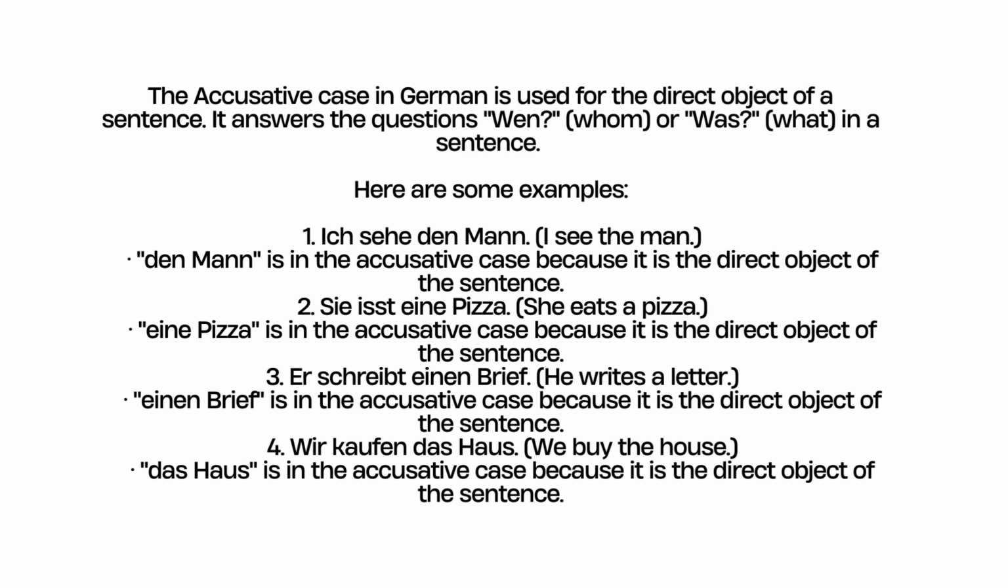The accusative case in German is used for the direct object of a sentence. It answers the questions wen, whom, or was, what, in a sentence. Check out these examples and then we can look into a conversation in accusative case.